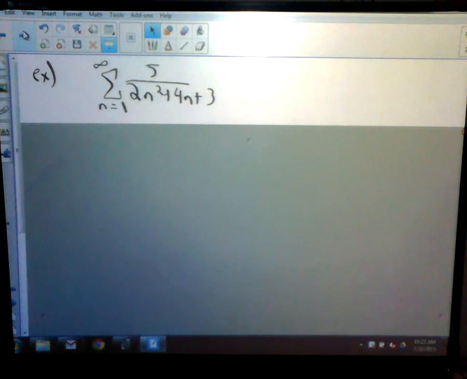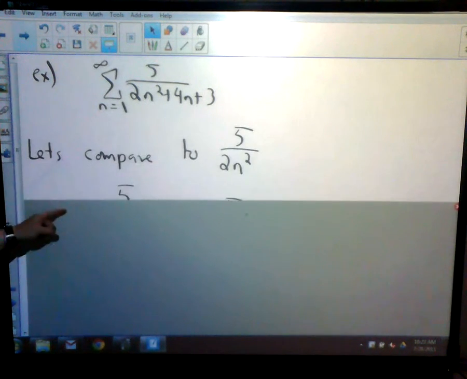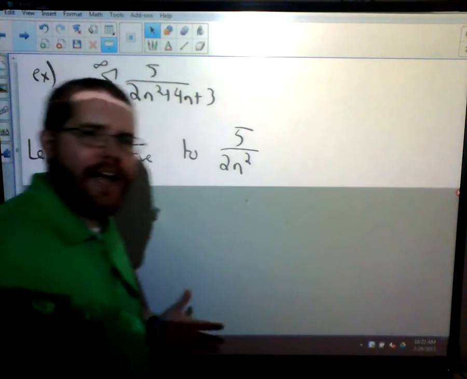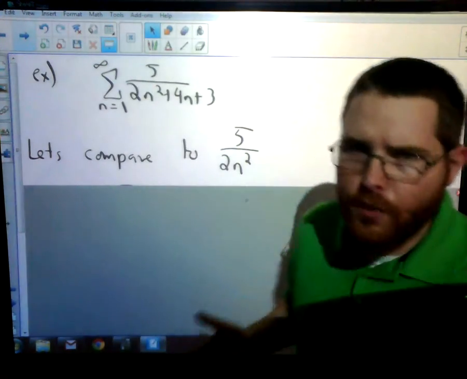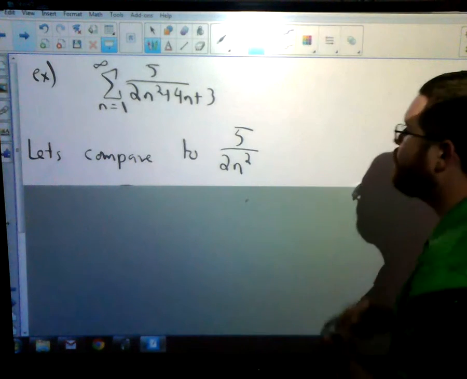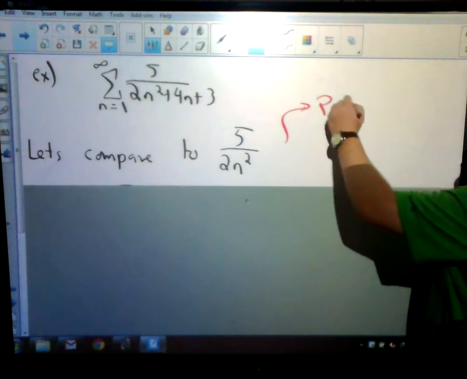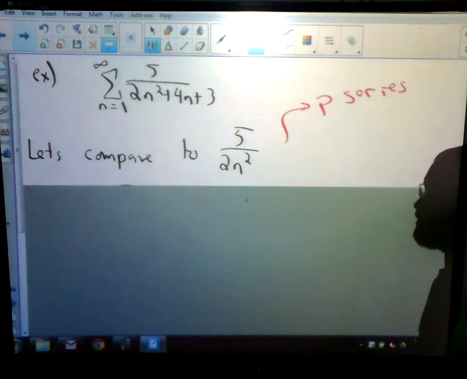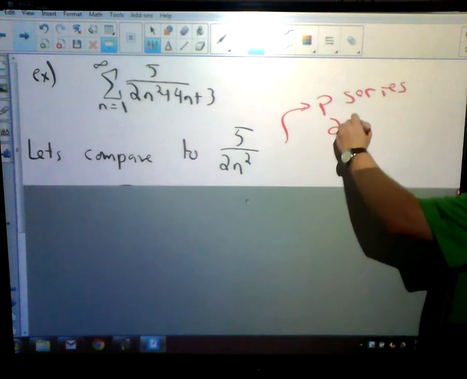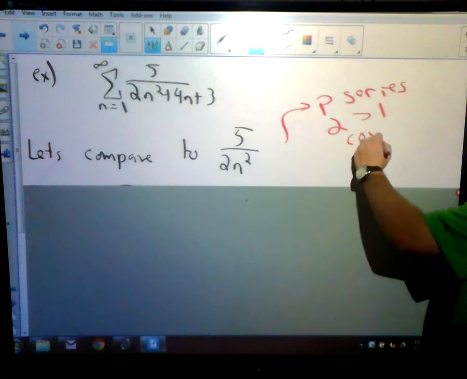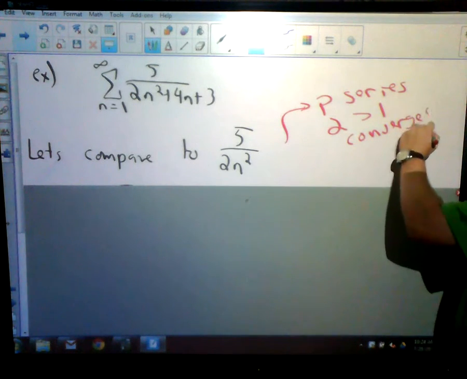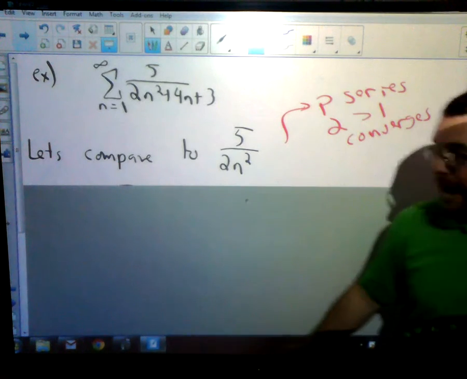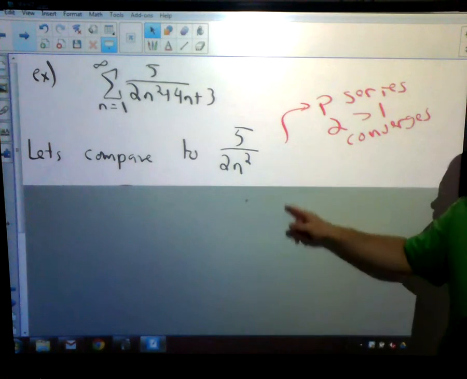Let's compare this to something that we know. Let's compare it to 5 over 2n squared. Now wait a minute, how do I know that 5 over 2n squared does something? 5 over 2n squared is a p-series. I know it's got the 5 halves in it, but it still works. The power is 2. 2 is greater than 1, so this converges. Okay? I know this one converges.